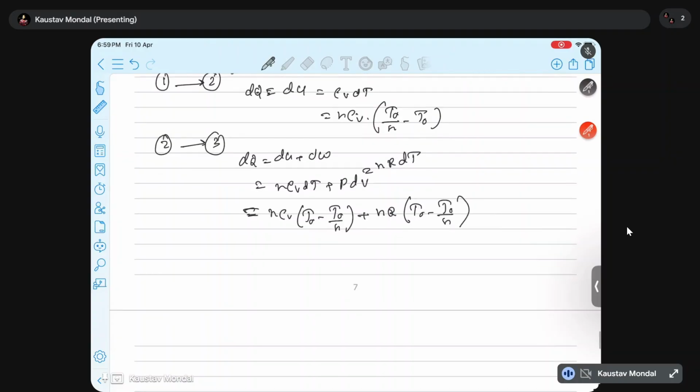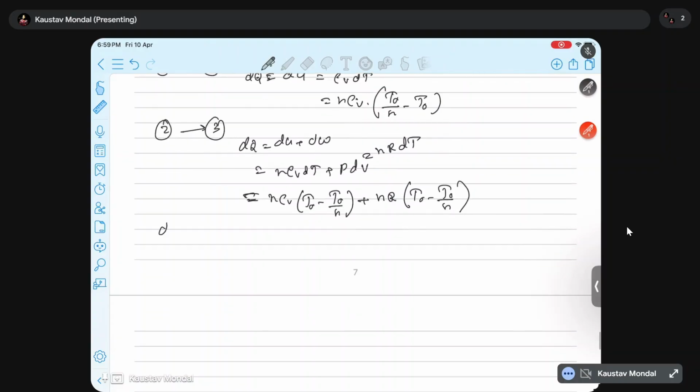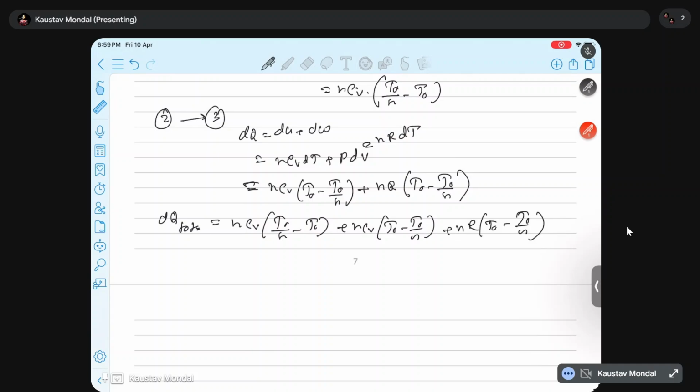Now the total dQ would be the addition of all these three: n Cv (T naught by N minus T naught) plus n Cv (T naught minus T naught by N) plus nR (T naught minus T naught by N). Okay. So now these two terms will cancel, so only this nR term will remain. So nR into, taking T naught as common, 1 minus 1 by N. This is the total Q.